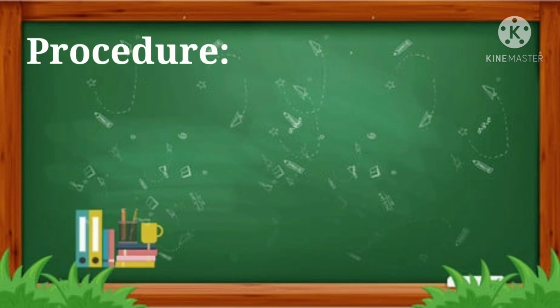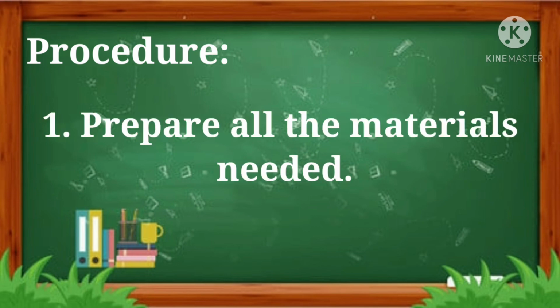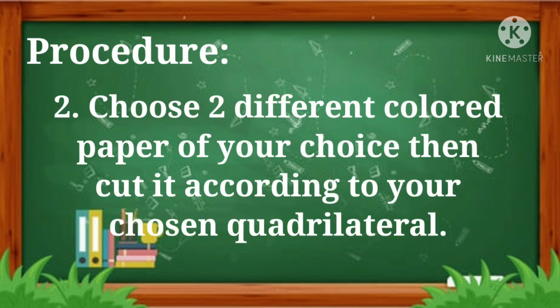So for the procedure, first, prepare all the materials needed. Second, choose 2 different colored paper of your choice. Then cut it according to your chosen quadrilateral. It's either a square, a rhombus, a rectangle, a parallelogram, or a trapezoid.